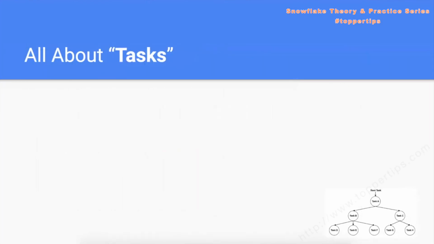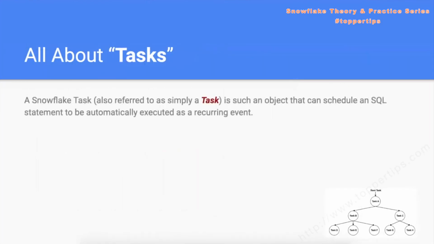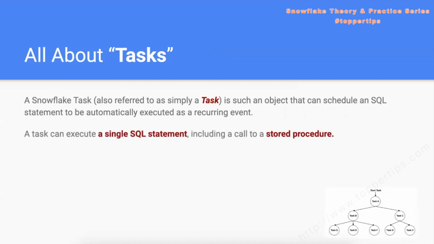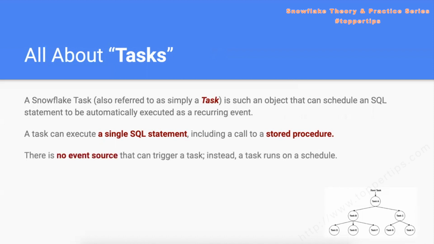Let's talk about a task. A Snowflake task, also referred to simply as a task, is an object that can schedule an SQL statement to be automatically executed as a recurring event. A task can execute a single SQL statement, including a call to a stored procedure. There is no event source that can trigger a task. Instead, a task runs on a schedule.